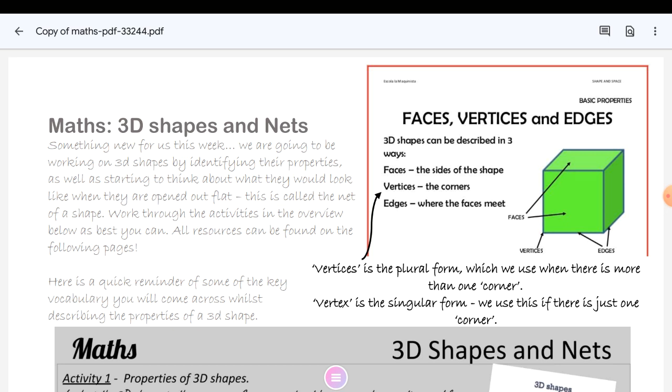What is a vertice on a 3D shape? Kanan, how can I find the vertices on a 3D shape? Just look for all the corners. Yeah, I look for the points, the corners. Okay? What about edges? Edges, Paxton? Where two sides meet. Yeah, where two faces meet.